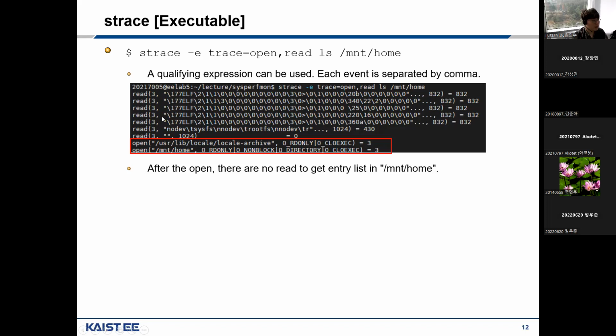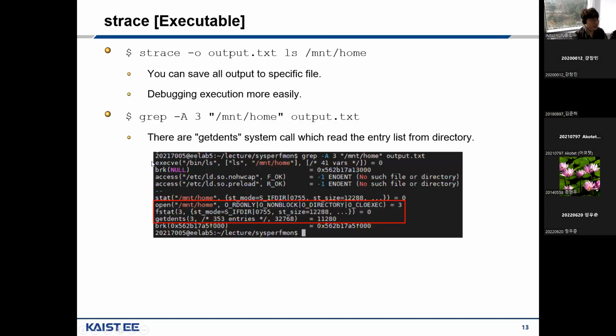And from this result, what we can learn is that after open, there are no read to get entry list in the MNT home. So to get the list, we should get some information, but from here, what we can see is that the read is not used to read the entry. Okay, because if we trace the open and the read, we cannot see the read after open. Then which one is related to reading the entry of the directory?